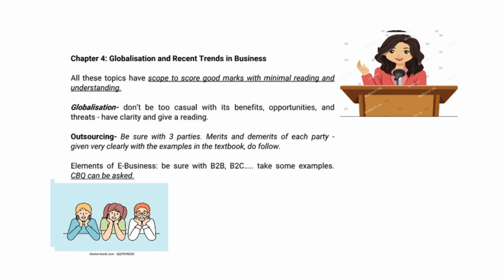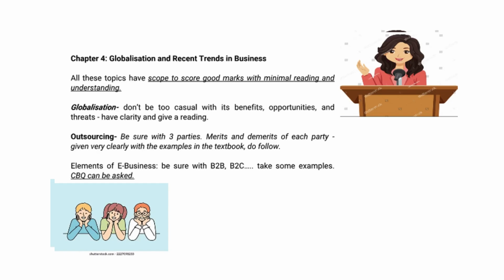Chapter 4. Globalization and recent trends in business. All these topics have scope to score good marks with minimal reading and understanding. Globalization, don't be too casual with its benefits, opportunities, and threats. Have clarity and give a reading. Outsourcing, be sure with 3 parties. Merits and demerits of each party. Given very clearly with the examples in the textbook, do follow.